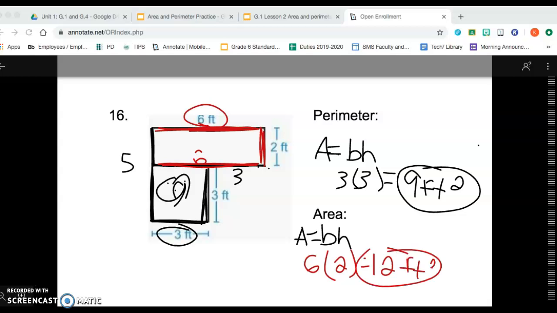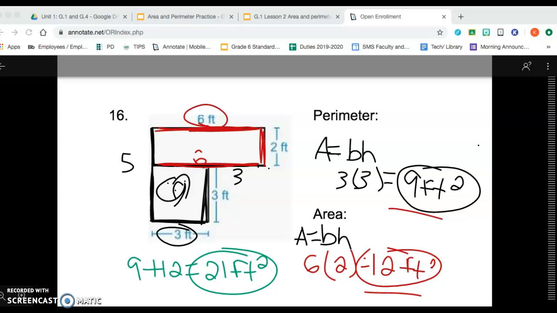Okay, but remember, you're not done. We found the areas of the two shapes by themselves, but now we need to add them. So we need to take the 9 and add it to the 12. So I'm going to do that over here. So 9 plus 12, and that's just going to give us 21 feet squared. And that is your final answer.